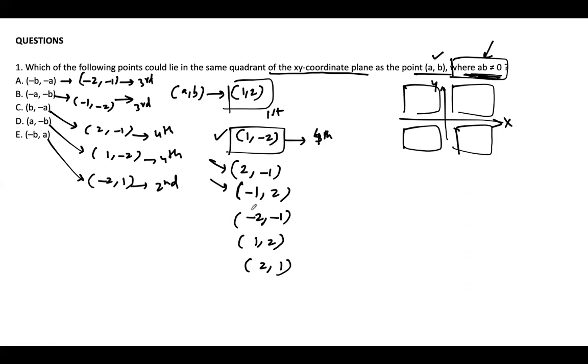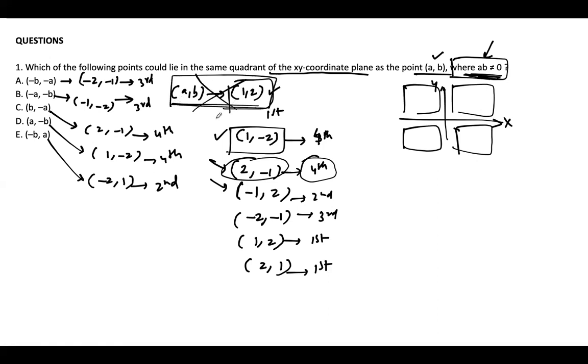Now check. This is second, third, first, first. This is fourth. Either you should go by assuming values. Here we failed, right? This matches. So option A is our answer. Have we provided the same options in the pre-book?